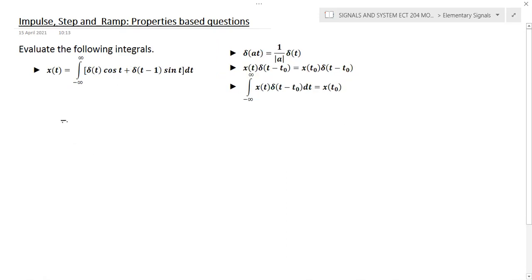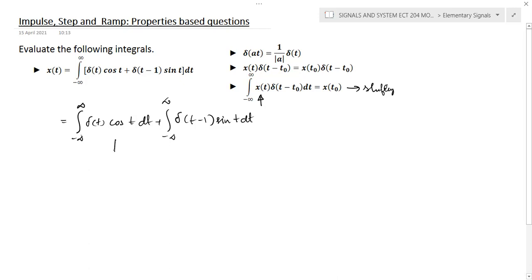So if you take this particular question, it actually contains two parts. So I can split the integration. It's integral from minus infinity to infinity, del of t cos t dt, plus integral from minus infinity to infinity del of t minus 1 into sine t dt. Okay, again you can apply the shifting property here. Shifting property of continuous time impulse signal, and we know that the expression reduces to x of t0, or we can evaluate the given function at t is equal to t0.